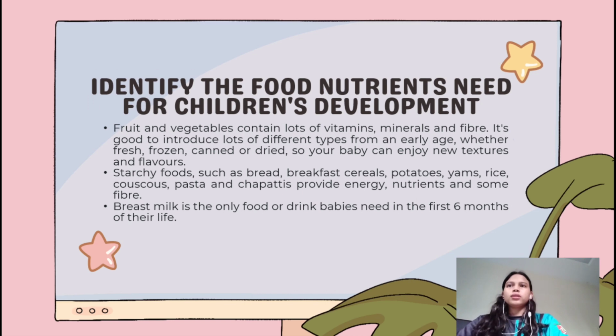Identify the food nutrients needed for children's development. Fruits and vegetables contain lots of vitamins, minerals, and fiber. It's good to introduce lots of different types from an early age, whether frozen, fresh, canned, or dried, so your baby can enjoy new textures and flavors. Starchy foods such as bread, breakfast cereals, potatoes, yams, rice, couscous, pasta, and chapatis provide energy, nutrients, and some fiber. Breast milk is the only food or drink babies need in the first 6 months of their life.